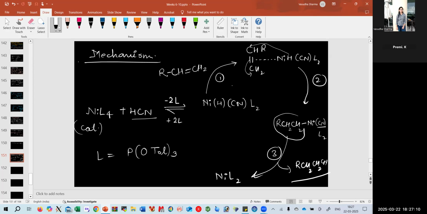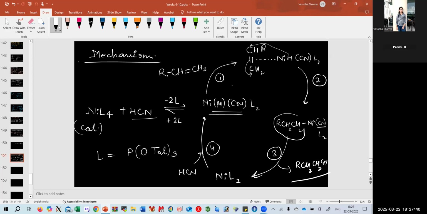Now at this step, again, when you introduce your HCN, this is your fourth step, it would again form Ni(L2)(H)(CN), and the cycle continues. Sorry for the drawing, this is not looking like a circle, but it's actually a complete cycle. What we started with, what active catalyst we are making, how it is participating in the reaction. First coordination is happening, then insertion has happened, then reductive elimination has happened, and at the end we are having an oxidative addition.